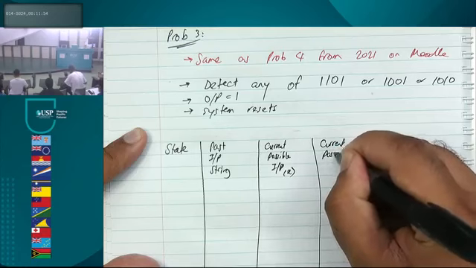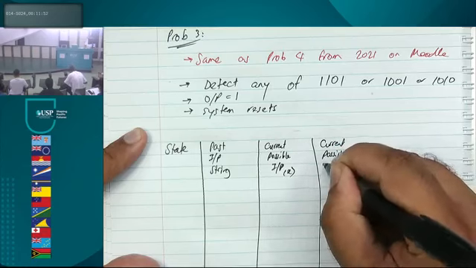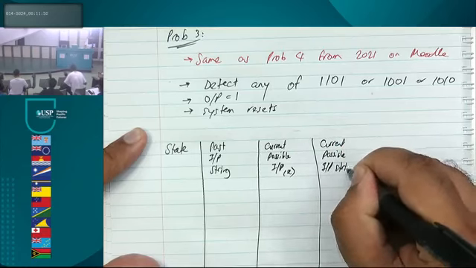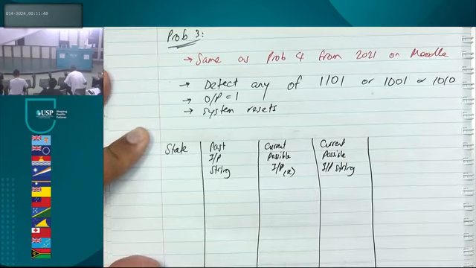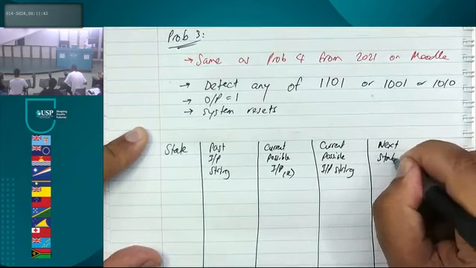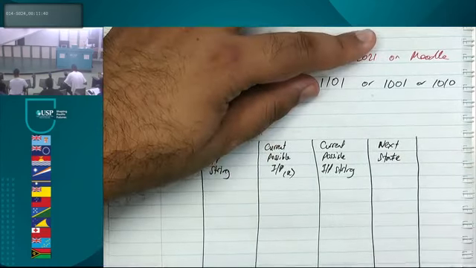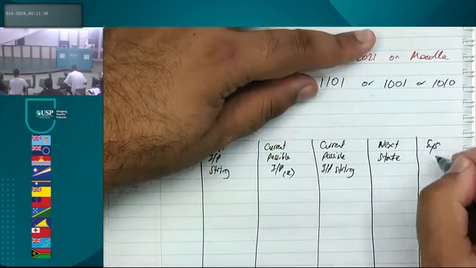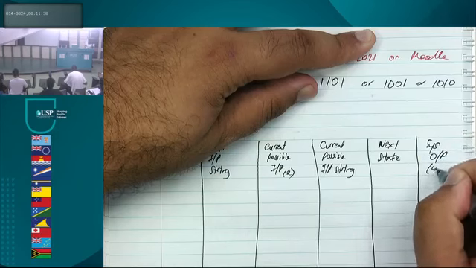Current possible input string, next state, system output. We call this Y.